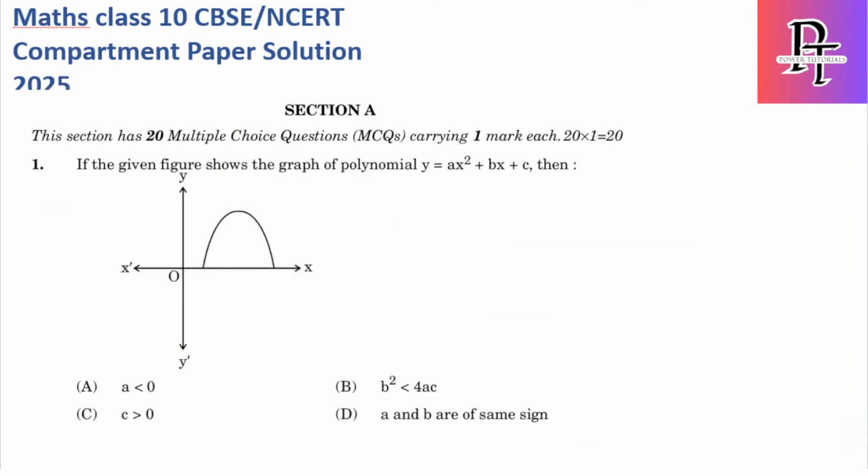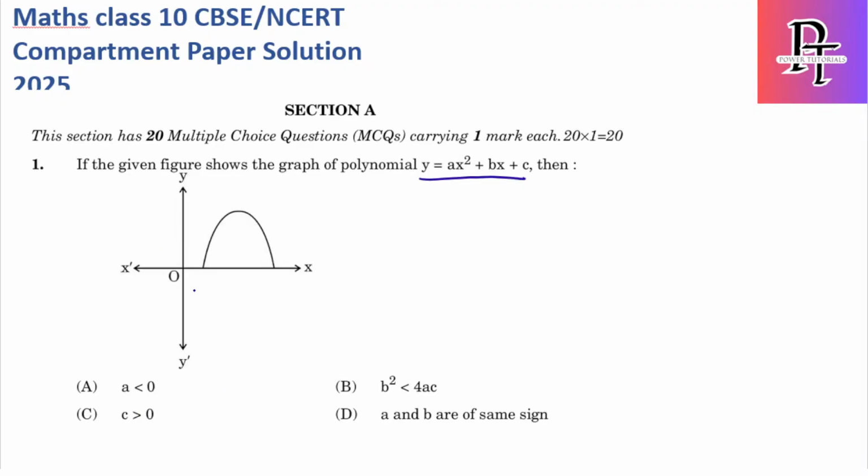So let's see the first question. The first question is related to polynomials. What is it saying? The given figure shows the graph of a polynomial, y is equal to ax square plus bx plus c. They are asking what we have to find.